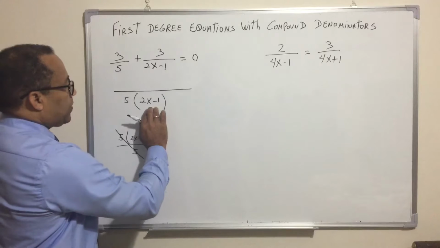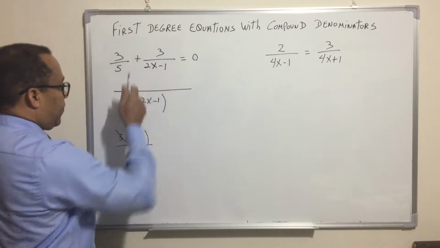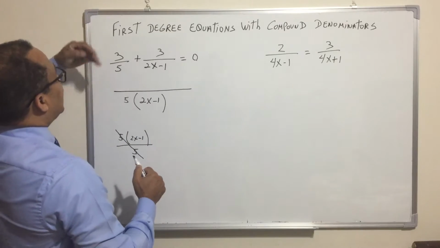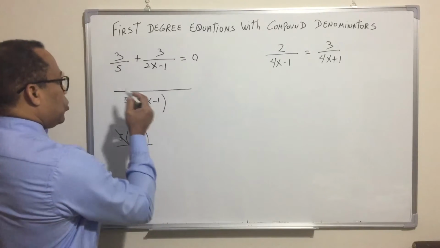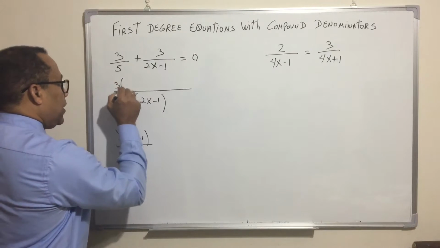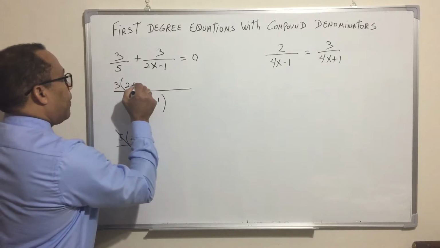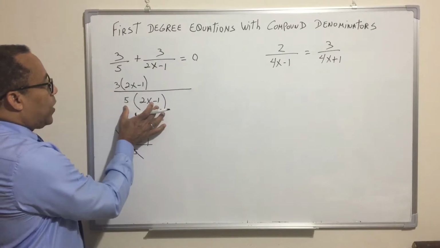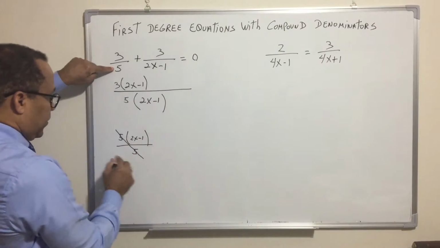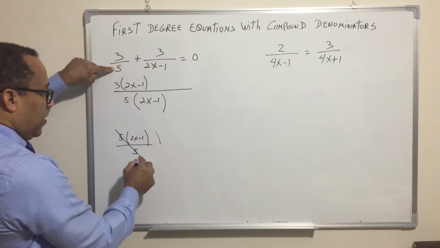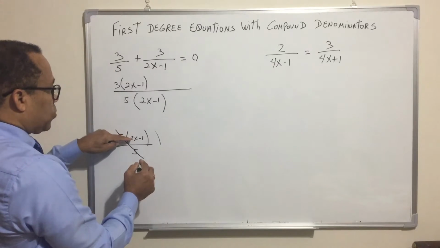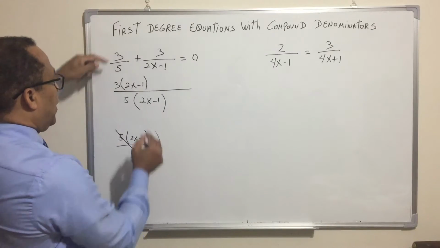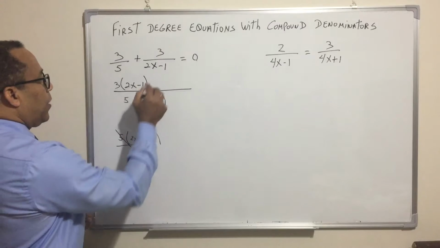5 times 2x minus 1 divided by 5 is 2x minus 1, times 3. Let me show the process. 3 times 2x minus 1. Again, 5 times 2x minus 1 divided by 5. Here is the division. We cancel the 5 and the result is 2x minus 1. The 2x minus 1 multiplies the 3, and here it is. Plus.